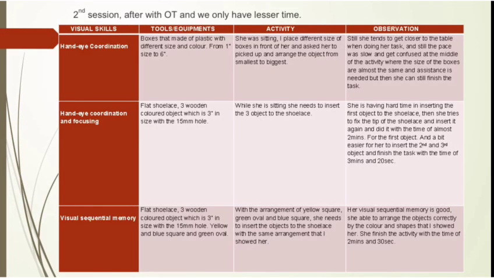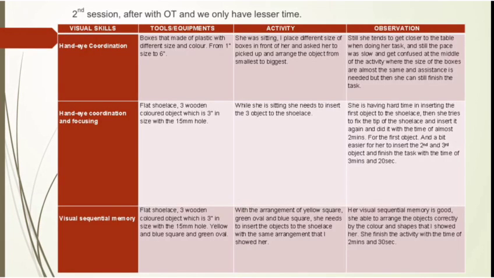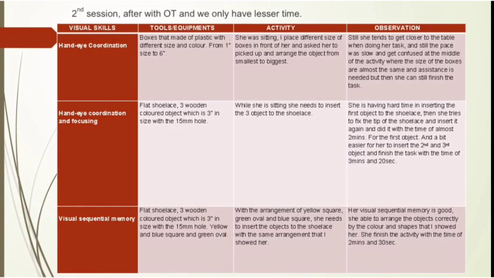And for the observation, she still tends to get closer to the table while doing the task, and the pace was still slow. She still got confused in the middle of the activity where the boxes are almost the same in size. She still needed assistance, but she could still finish the task.